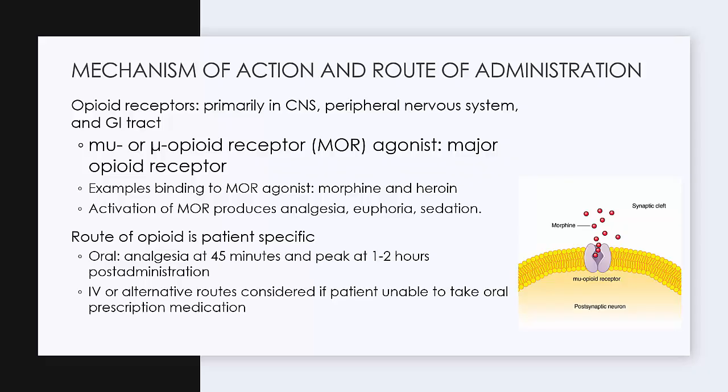Since mu-opioid receptor activation is the most common mechanism of action for opioids, it serves as the focus of this discussion. The route of administration of opioid medications depends on the individual patient's needs. Although the oral route is preferred, intravenous, intranasal, subcutaneous, intraspinal, and intramuscular options may also be indicated. The onset of analgesic effect for oral medication is typically 45 minutes, and the peak effect usually occurs in 1 to 2 hours after administration.